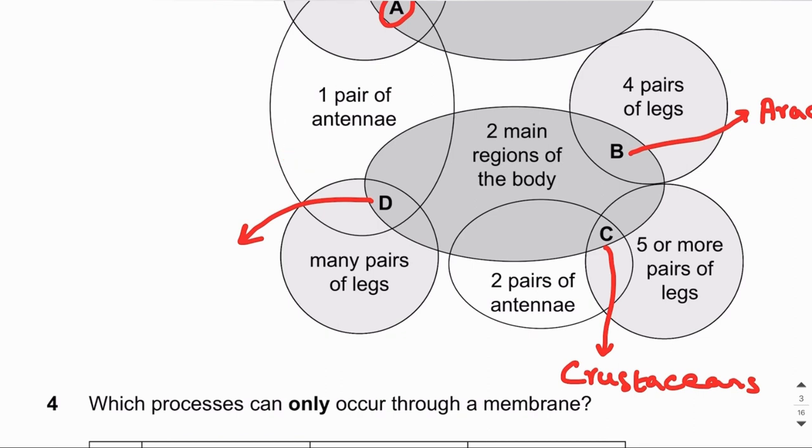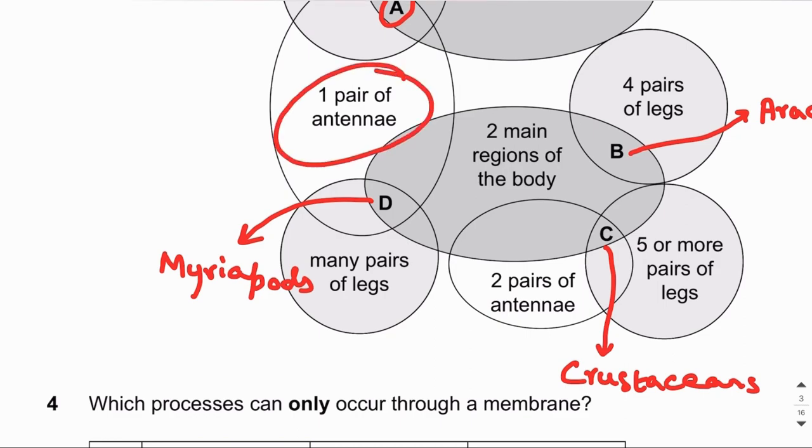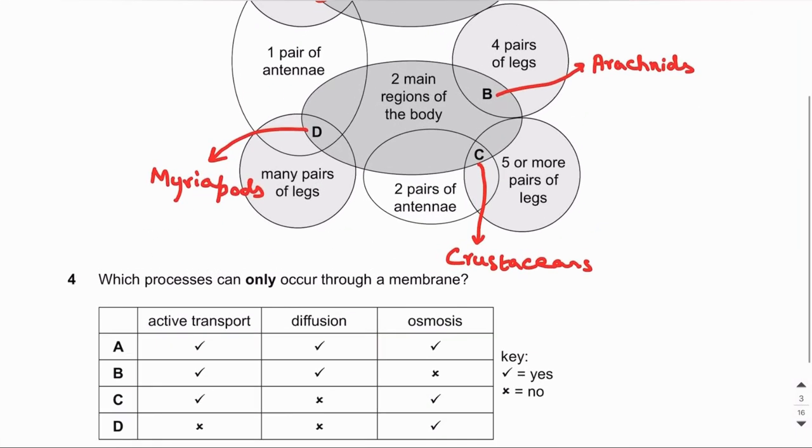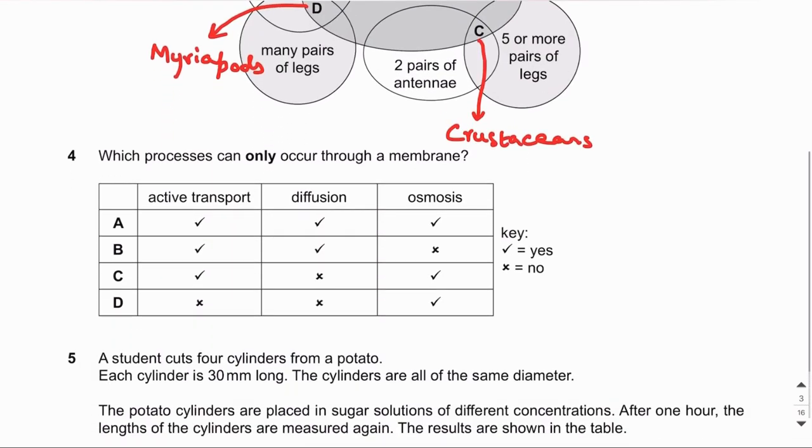One pair of antennae, two main regions of the body, and many pairs of the legs. So guys, many pairs of the legs is indicative of myriapods. So myriapods have many pairs of legs, and they have two main regions of the body, right? Head and trunk. And they have one pair of antennae. Right. Let's move on to MCQ number 4.